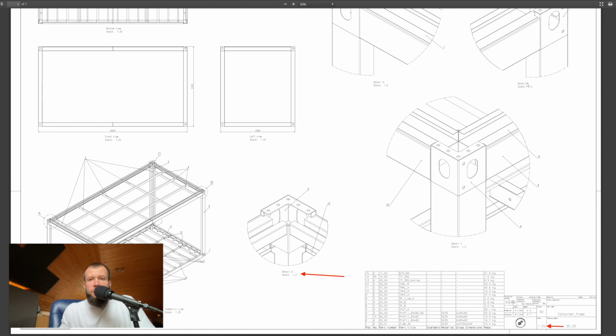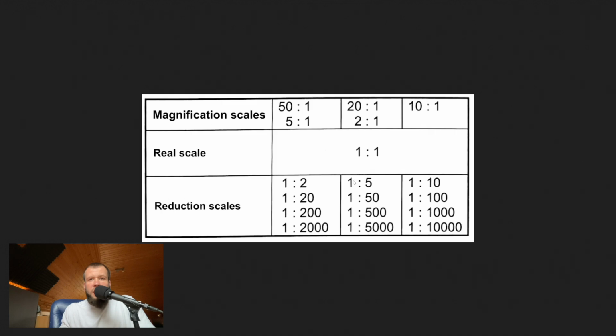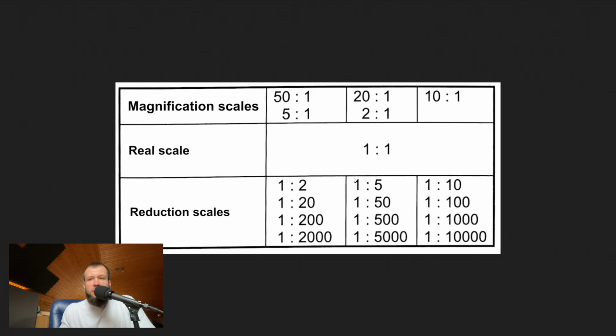Scale is the ratio between the magnitude of the length dimension of a line segment on the drawing and the length dimension of the same line segment in reality. The recommended scales of representation are: for magnification, 50:1, 5:1, 20:1, 2:1 and 10:1. The actual size is 1:1, and the scales of reduction are these.